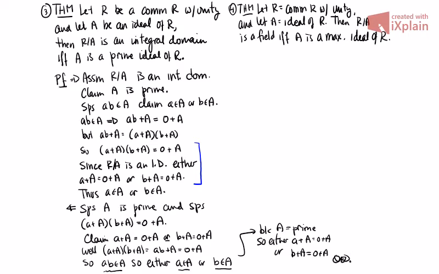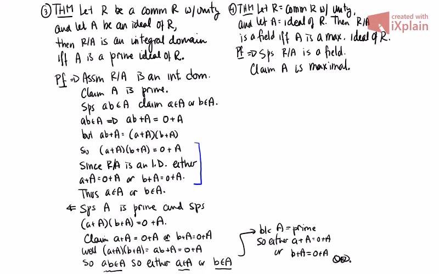So fields are sort of better than integral domains. A field is a ring in which every nonzero element is a unity, has a multiplicative inverse. So again, same deal. Let's do both directions. This is slightly longer than the other one, but not particularly difficult, right? So we'll suppose that R mod A is a field. We're going to claim A is maximal.